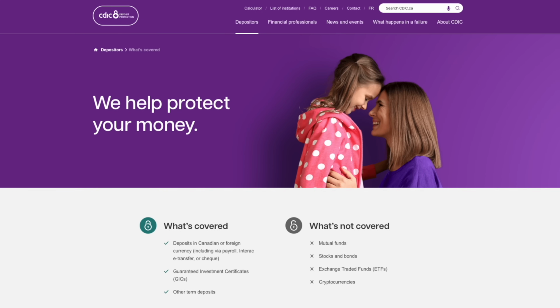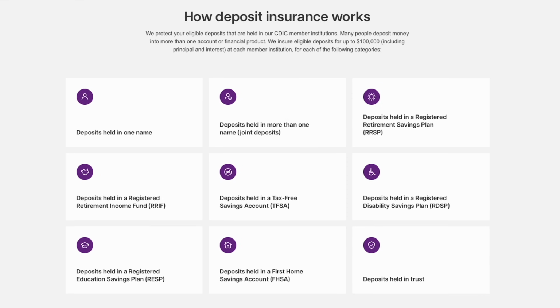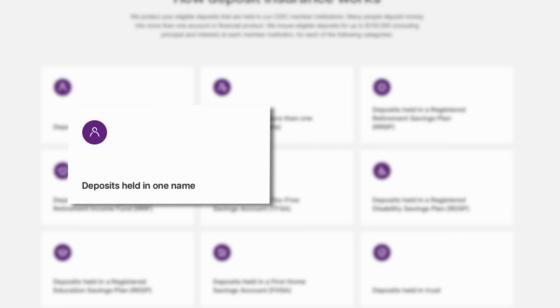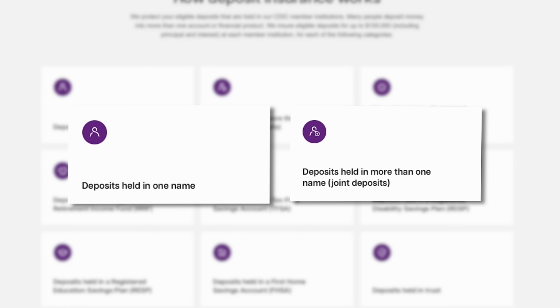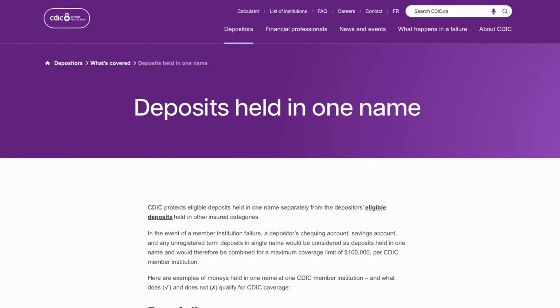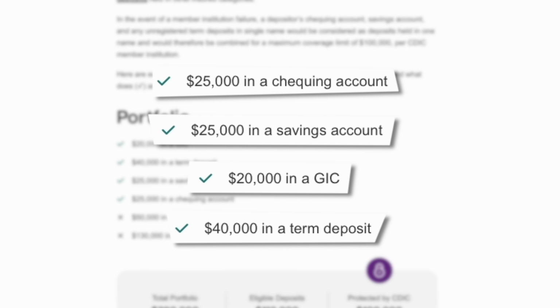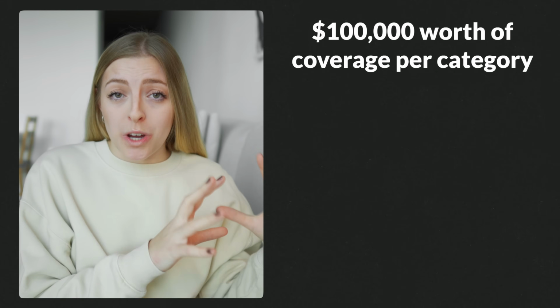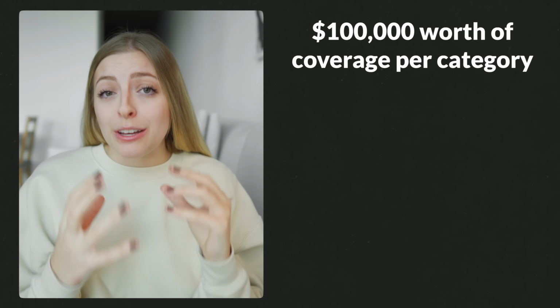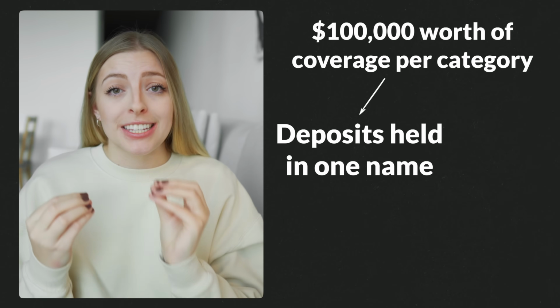Now, you'll notice that I said per category. CDIC specifically covers 9 different categories, including deposits held in one name and deposits held in more than one name, so joint accounts. These categories cover money that you have in checking accounts, savings accounts, GICs, and other term deposits. So any money that you have in a checking account is covered by CDIC up to $100,000, and that $100,000 is spread across other deposits held in one name too.